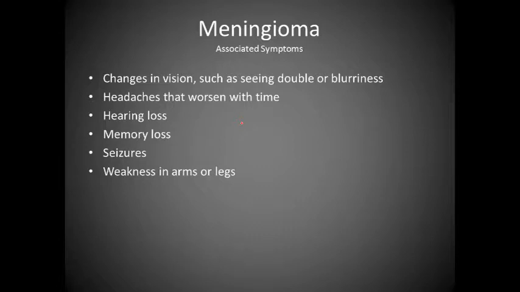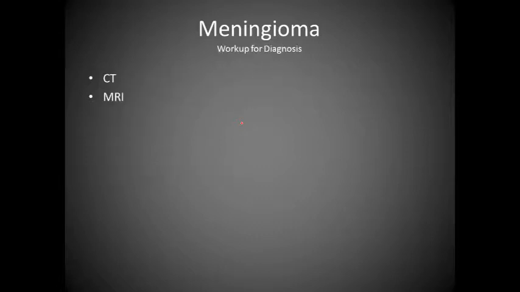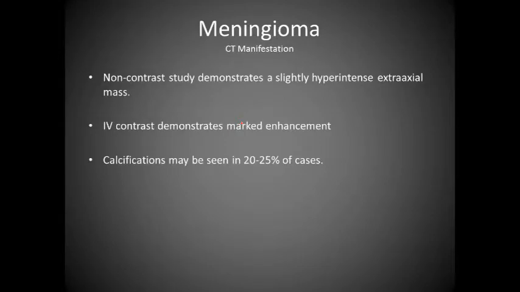Meningiomas can be represented by changes in vision, such as seeing double or blurriness, headaches that worsen with time, hearing loss, memory loss, seizures, and weakness in the arms or legs can all be symptoms of a meningioma. So once again, CT and MRI play the most determining role in diagnosis, as really no lab results or things like that will be an excellent indication of something like a meningioma.